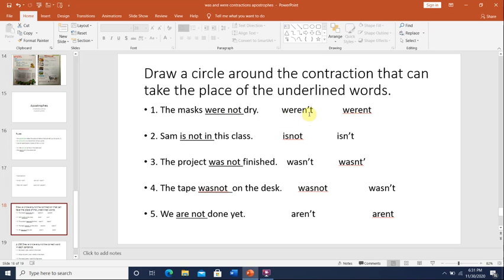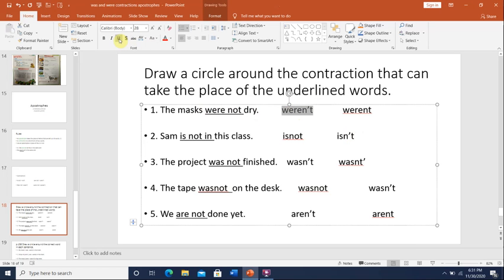So we choose the one that has an apostrophe in the correct place. It takes the place of the missing letter, so it has to be between the N and the T. So were not, the contraction is this one or this one? Of course this one, because this one has an apostrophe and the other one does not. It's the correct spelling, but it does not have an apostrophe.